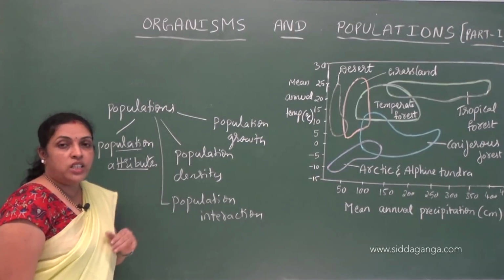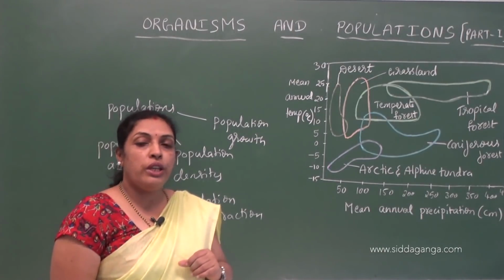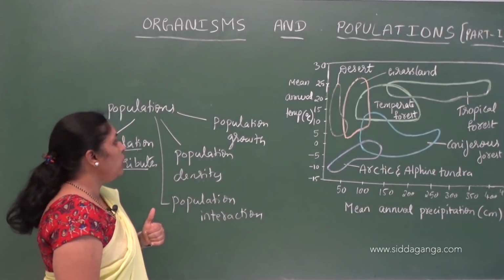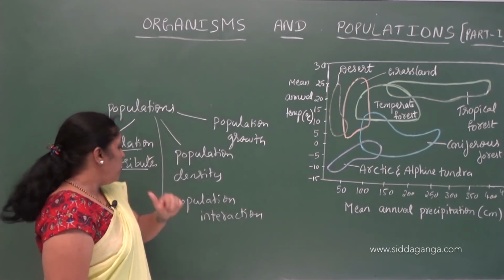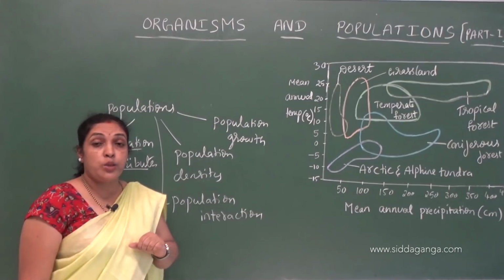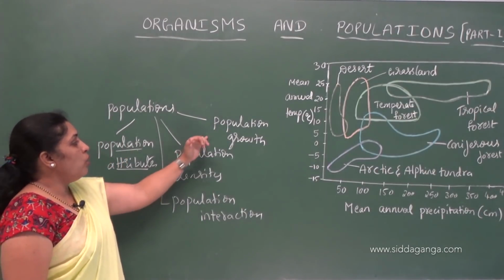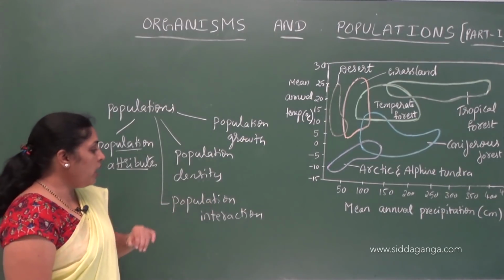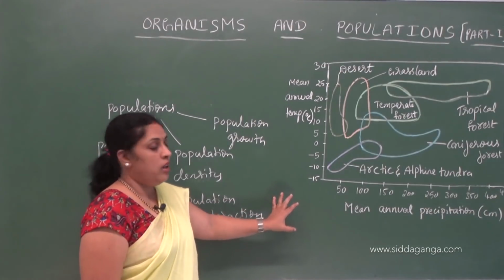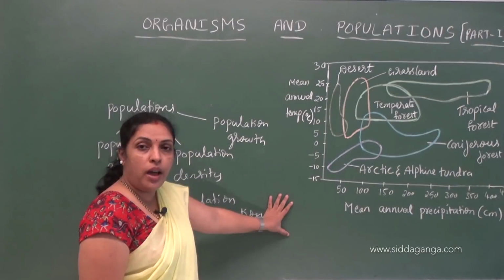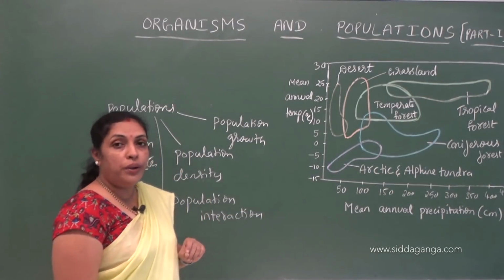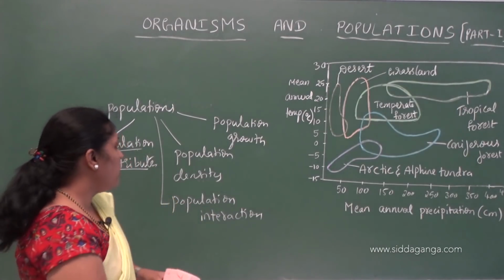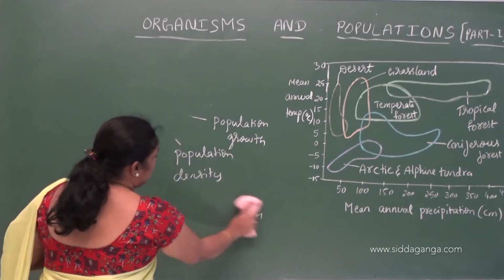Then population density, which includes all the factors responsible for increasing or decreasing the population density, and population growth. There are two graphs we are going to study here, exponential and logistic growth, and population interactions. Under population interactions, again we are going to study predation, parasitism, commensalism, mutualism and competition. So these are all the things we are going to discuss in this chapter.